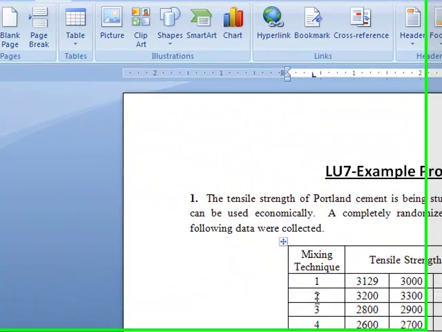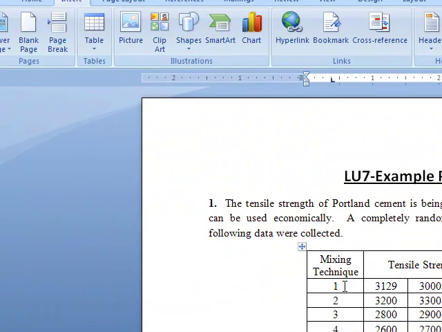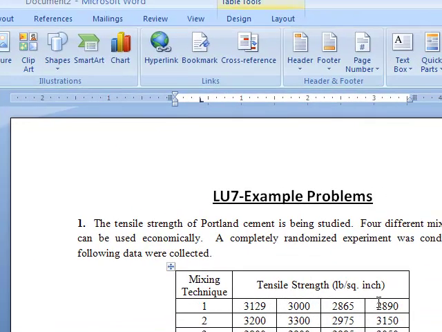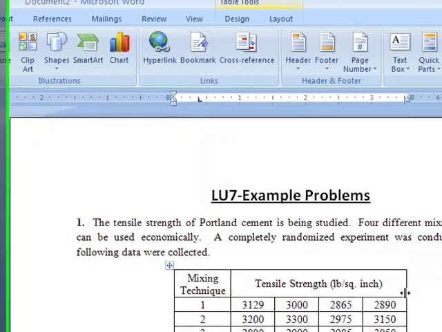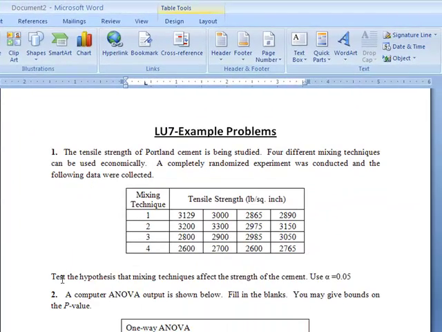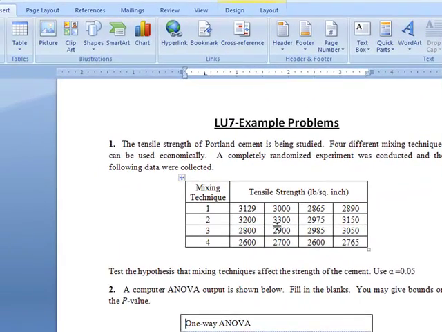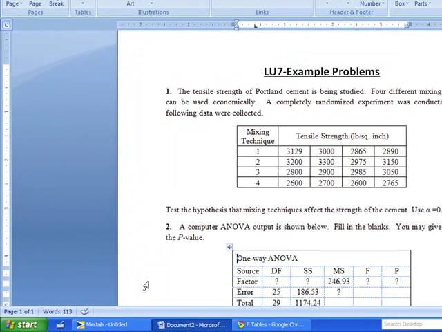So you can see here for mixing technique 1, during the first experiment, the tensile strength recorded was 3129 pounds per square inch, right? Now we have to test the hypothesis that mixing techniques affect the strength of the cement, and we can use alpha equals 0.05, right? So let me show you how to solve this problem using Minitab.